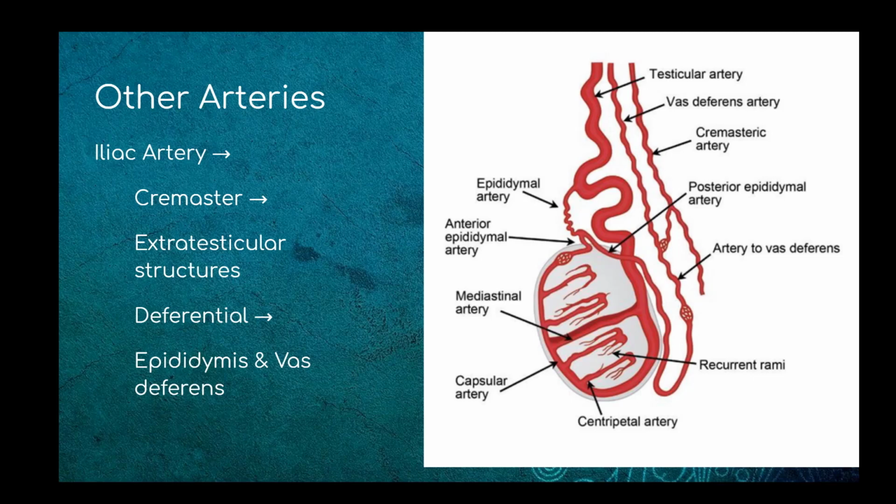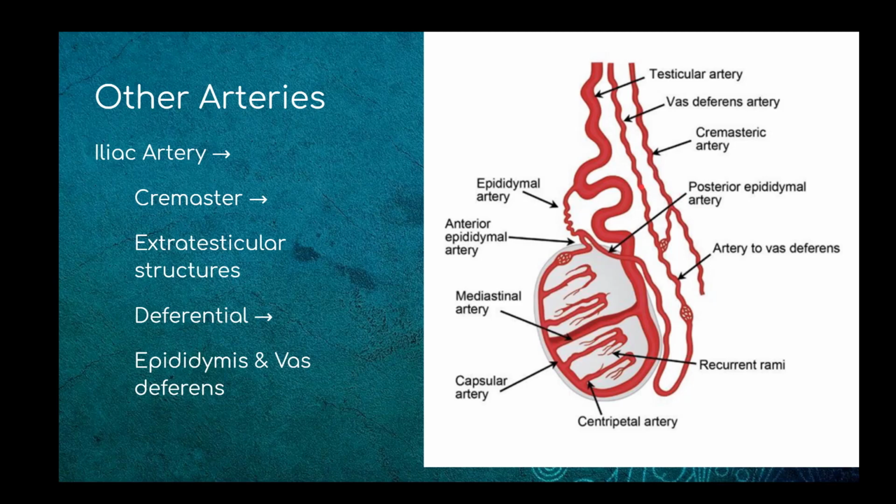So remember that the testicular artery comes off the aorta. The other extratesticular structures are fed by iliac artery branches. So we have the deferential or the vas deferens artery and then the cremaster artery. And these are going to feed things that are outside of the testicle. The cremaster artery is going to be more on the periphery, feeding the wall and the muscle, that kind of stuff. And then the vas deferens artery is going to feed the epididymis and the vas deferens.